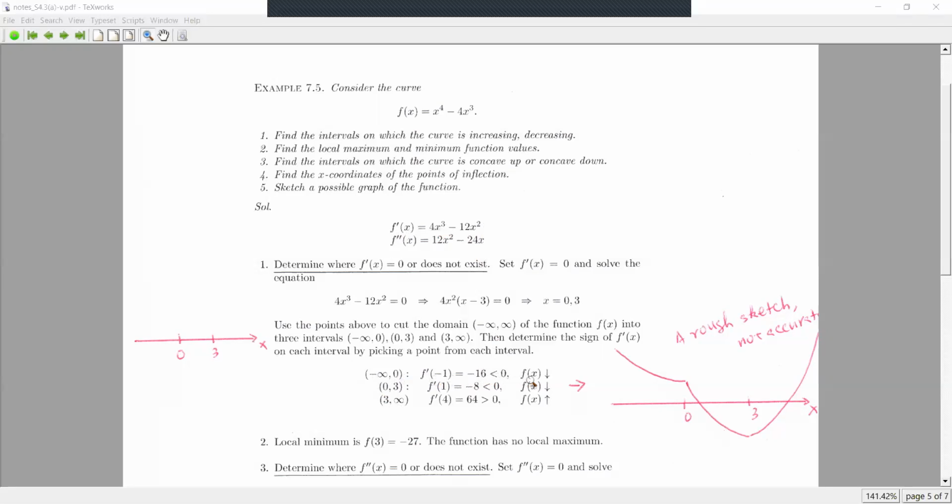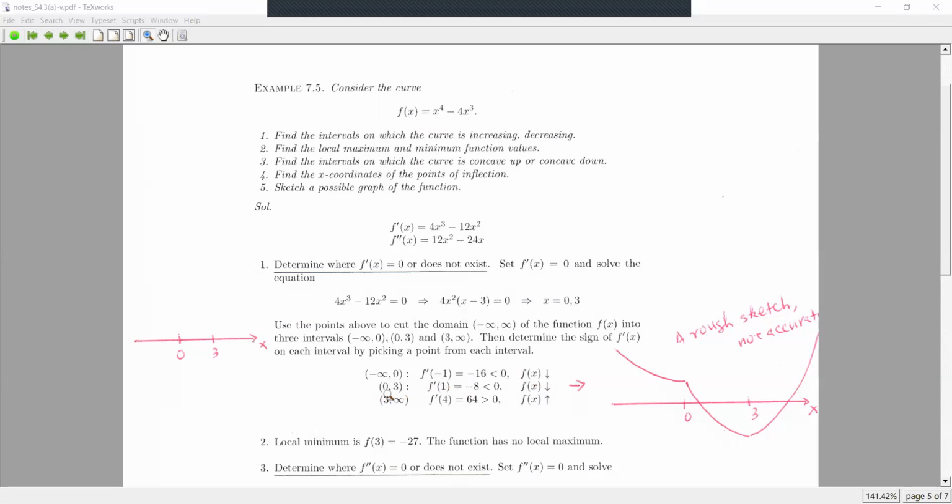And therefore, the derivative is the slope of the graph of f. So the graph of f is decreasing. Slope everywhere less than 0. The graph must be decreasing.